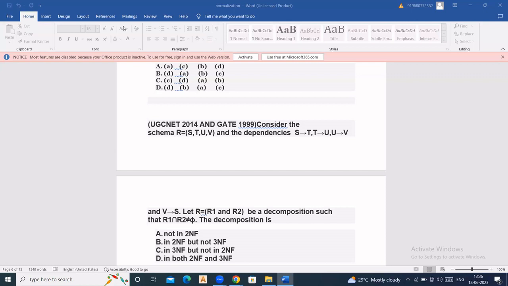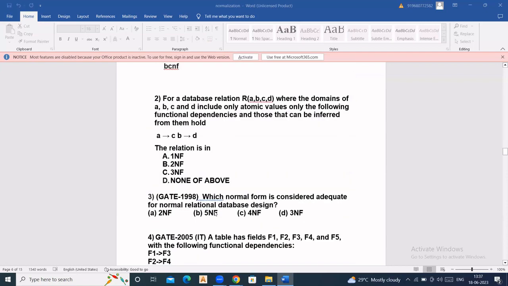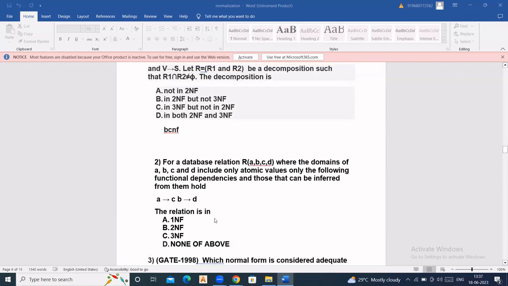Correct? So all are candidate keys, so it is valid and BCNF. And as per the option, it is in 2 and a half. Okay. Now that's all. Okay.